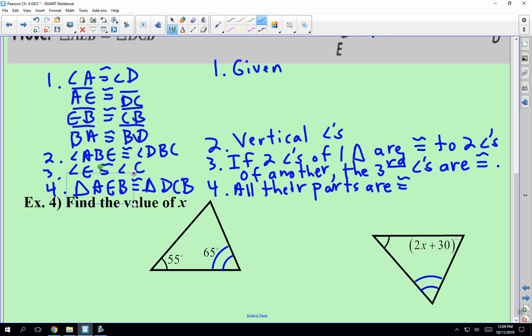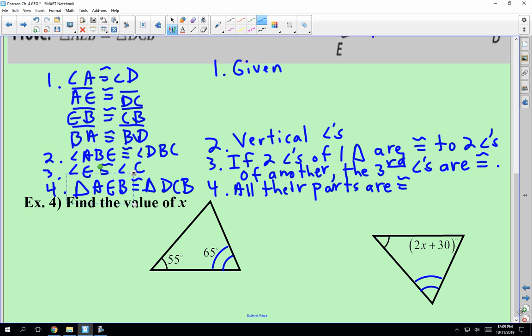Number 3 just says if two angles of one triangle are congruent to two angles of another, the third angles are congruent. And then number 4 says all their parts are congruent. So that makes the triangles congruent. If all 3 angles in one triangle are congruent to all 3 in the other, and all 3 sides in one are congruent to all 3 in the other, then they're congruent.